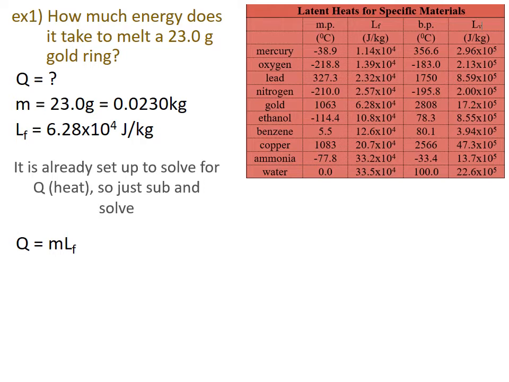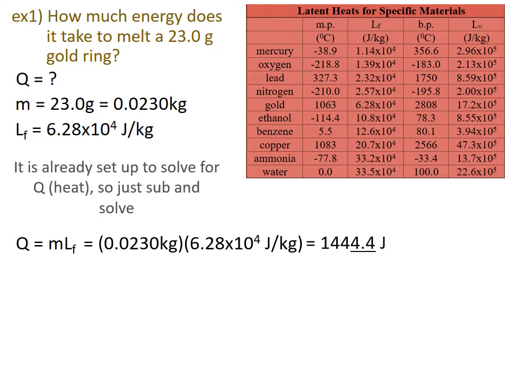So I just have to substitute my numbers into the equation. So Q equals 0.0230 kilograms multiplied by 6.28 times 10 to the 4 joules per kilogram. And that gives me 1,444.4 joules. I'm only allowed to have 3 significant figures in my answer. So that means my final answer is 1,440 joules.